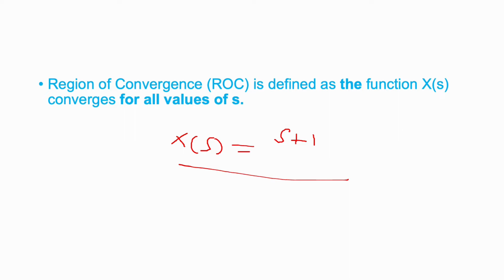The region of convergence is used to obtain the stability of a system. If you design any system, to calculate the stability, we need to find the region of convergence. So, the Laplace transform for any signal must converge for all the values of s.